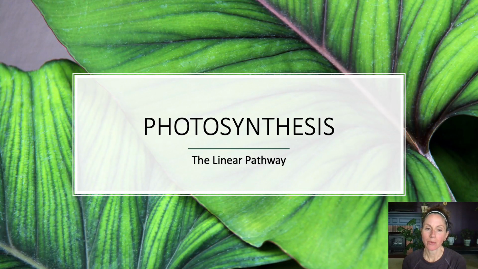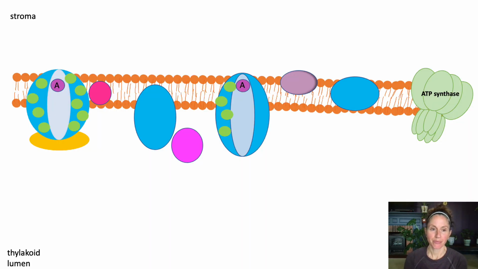In this lesson, we are going to look at the linear pathway of photosynthesis. In our next lesson, we will briefly look at a different way that photosynthesis can occur in a cyclic pathway. So let's introduce all of the players in the pathway. We will look at each individual player, and then I have an animation that's going to show how they work together.